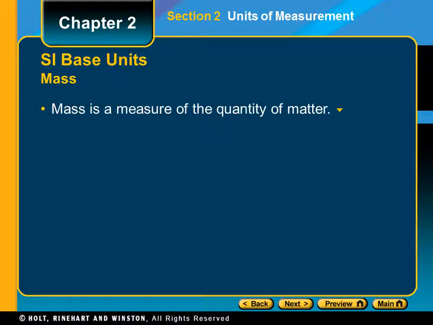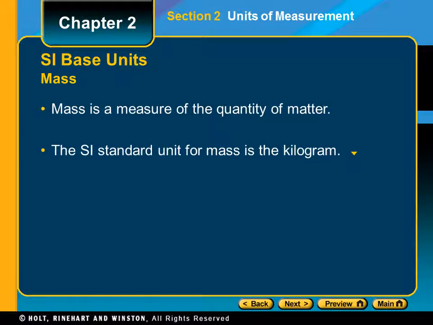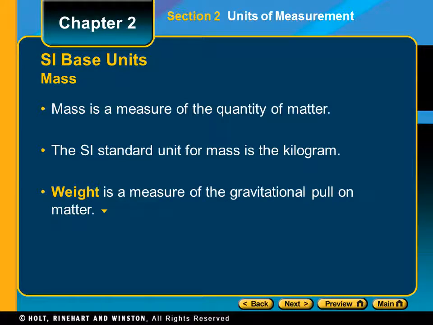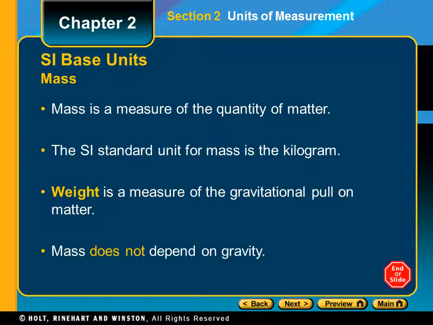Mass is the measure of the quantity of matter, and the SI standard for mass is the kilogram. Weight is the measure of gravitational pull on matter. So mass does not depend on gravity. Mass is how much stuff is present; weight is how much gravity is pulling on it. So if I weigh 230 pounds on Earth, I weigh considerably less than that on the moon, and considerably more than that on Jupiter.